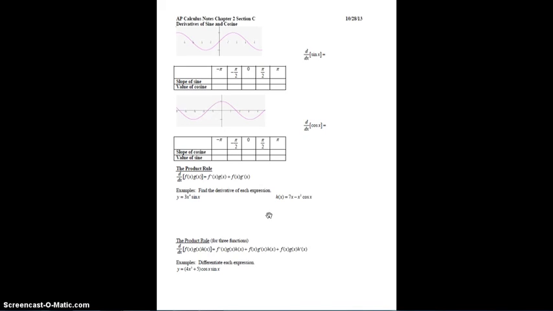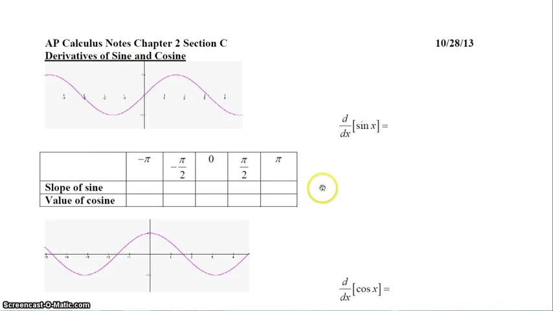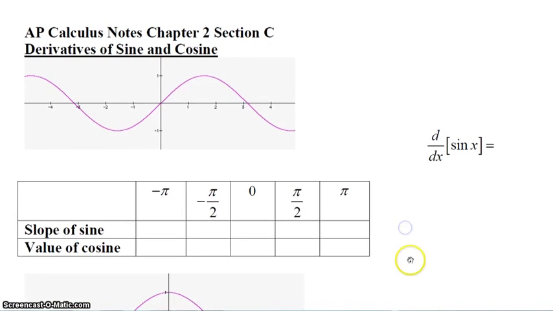But this is the lecture video for calculus, and today we're going to talk about something very interesting. So here we go. Let me make it a little bit bigger. Okay. So two things we're going to talk about today. Today we're going to talk about the derivative of sine and cosine.